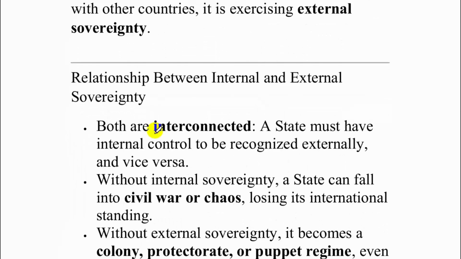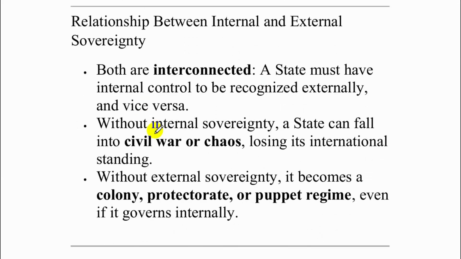Now let's look at the relation between internal and external sovereignty. Both are interconnected. A state must have internal controls to be recognized externally and vice versa. Without internal sovereignty, a state can fall into civil war or chaos, losing its international standing. Without external sovereignty, it becomes a colony, protectorate, or puppet regime, even if it governs internally.